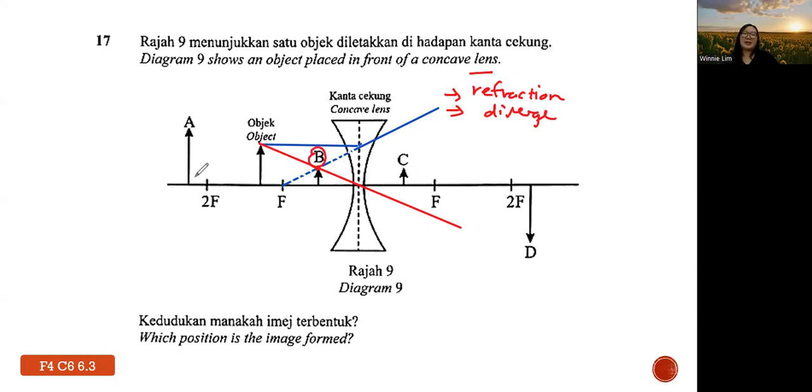So obviously my answer is B. Okay, so hopefully you all know how to draw a ray diagram for a concave lens. For a concave lens, no matter what position your object is at, you will always have the same way of construction, and the characteristic of the image is always virtual, upright, and diminished.